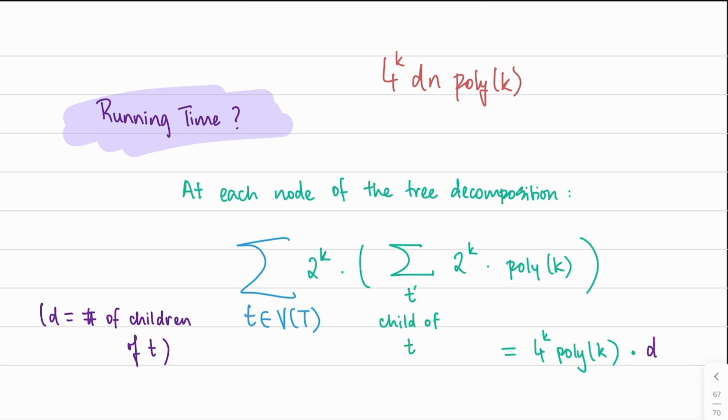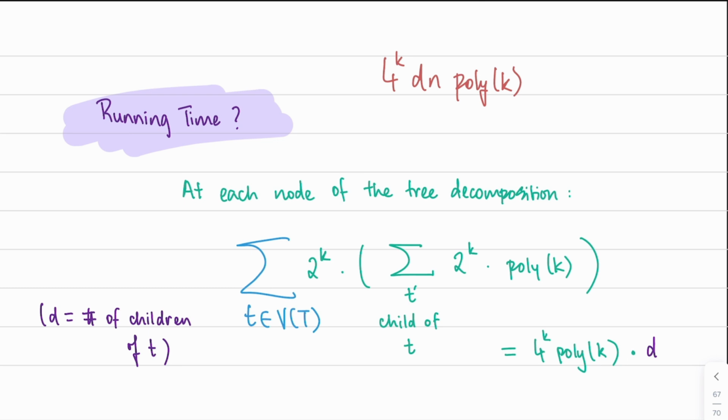And then you're really thinking about how many t, t prime pairs are there. Really, how many times does a node t prime get called in as a child of some other node? Because this is a tree, that's going to only happen once per node. So the overall running time can be bounded asymptotically by just n times 4 to the k poly k.